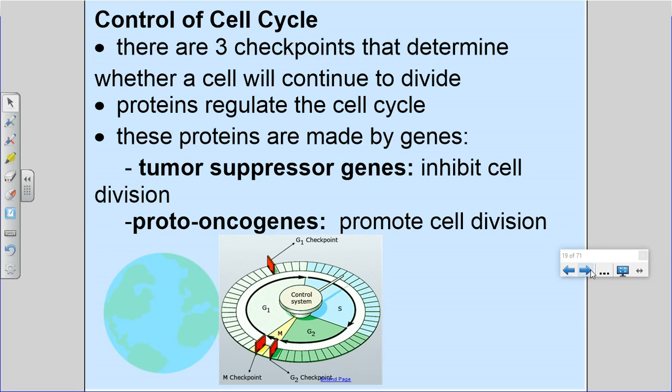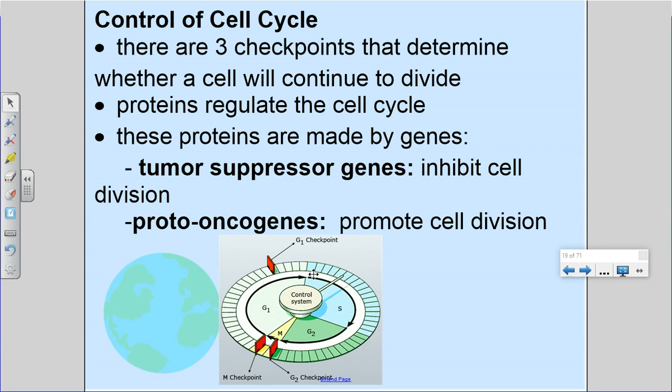One last important point is that your cells are very smart. They know what they're doing, and there is a huge amount of control in how cells know what to do and when they need to do that. All of this control, by the way, comes from the information that is in the DNA, and the DNA will make those proteins that will actually do what needs to happen. We talk about the cell cycle. There are 3 important checkpoints that determine whether a cell will continue to divide. It's shown on this diagram right here.